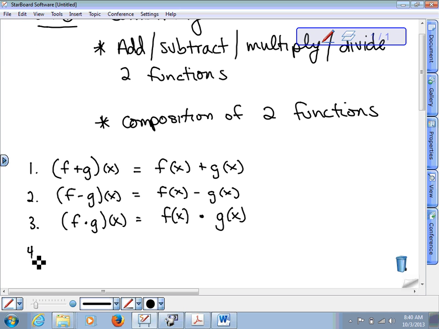The fourth one, f divided by g of x is equal to f of x divided by g of x. But you got to remember on these to state g of x cannot equal 0. You can't divide by 0, so the function g cannot equal 0.